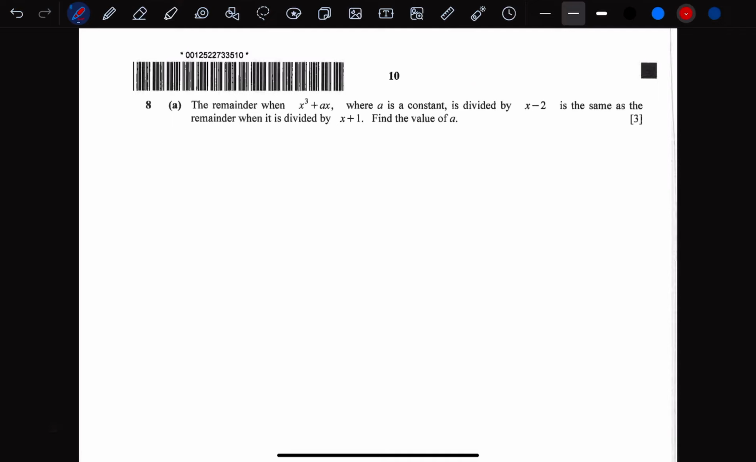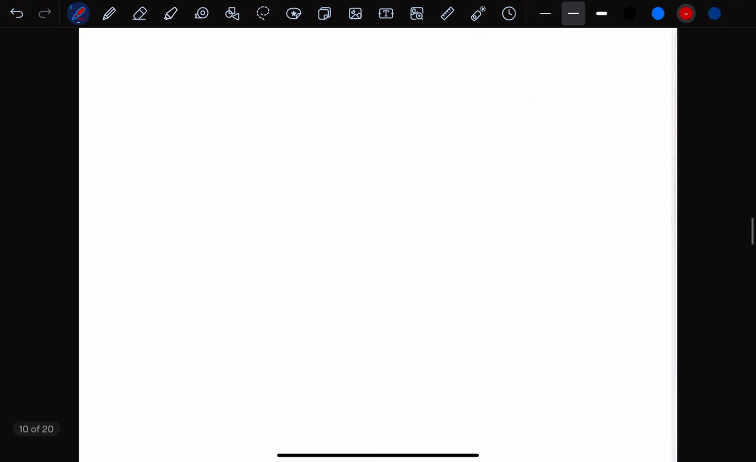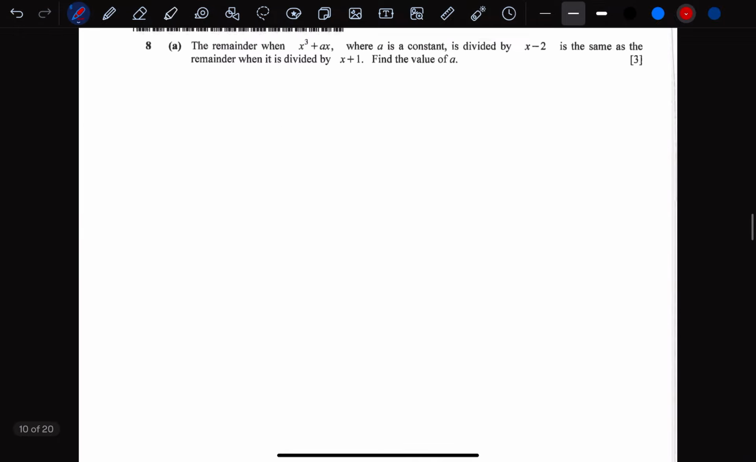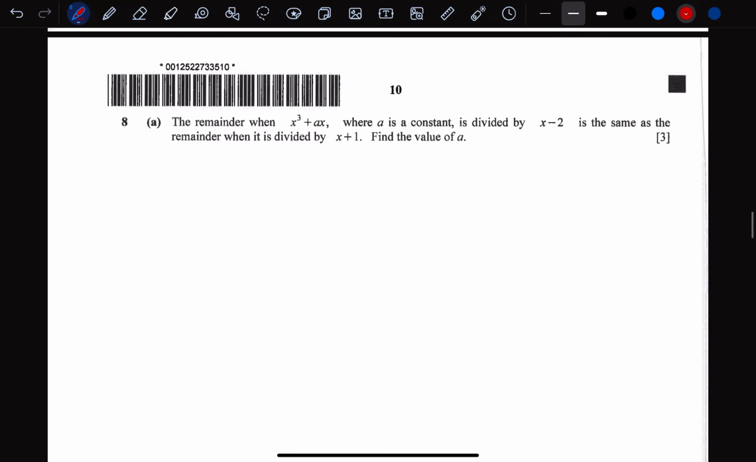Okay, this is the 2020 paper, question 8 from your paper 1. This is a remainder theorem as well as a comparing coefficient question, right? So you can see the remainder for when this is divided by x minus 2 is the same as the remainder when it is divided by x plus 1.